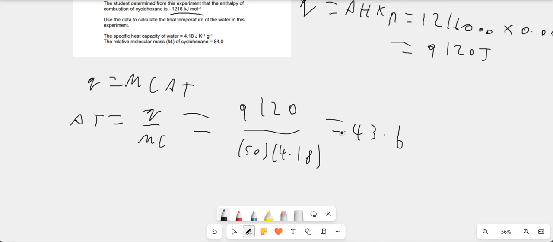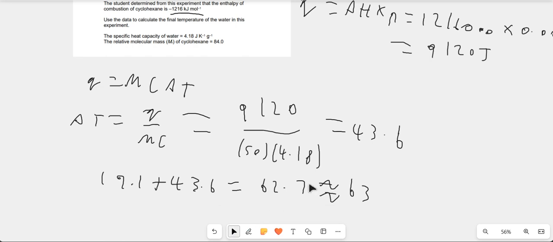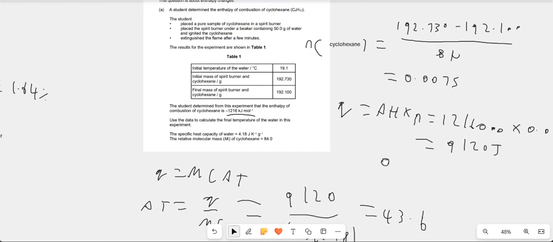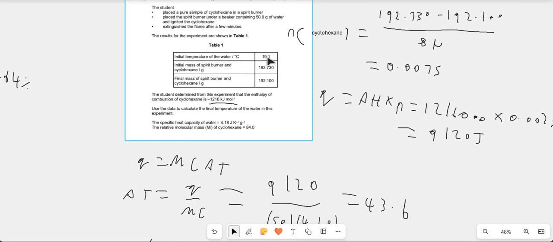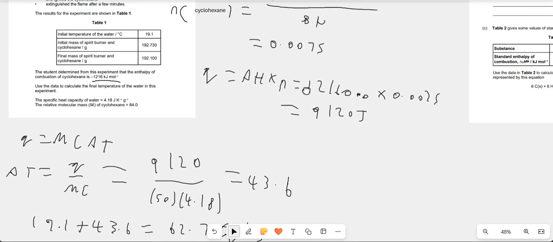So now what you need to do is actually find the final temperature, right? The initial was 19.1, and then you need to add the change in temperature, 43.6, to that. So you get the final temperature, which is 62.7, which is basically 63. And that's the final answer. Initial temperature is here, by the way, 19.1.